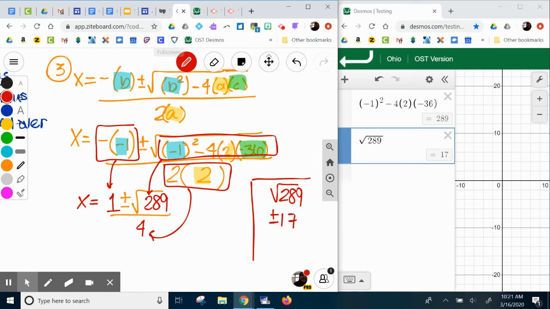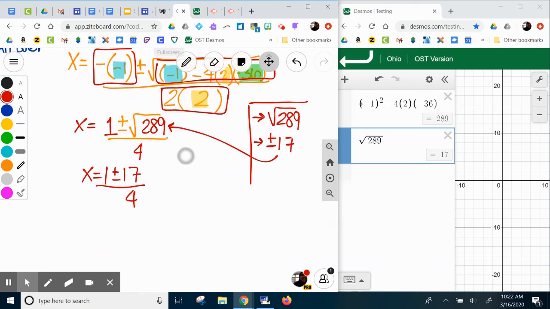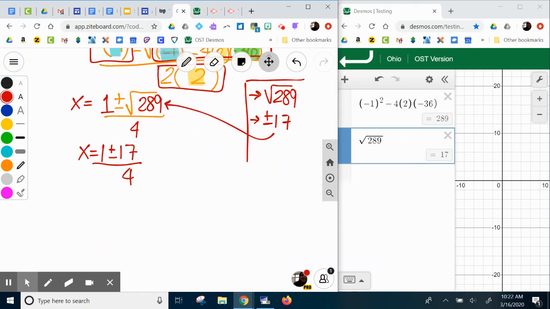And then I'm going to pop it back into the equation. Notice that it's not going to have the square root symbol on it anymore because I have the square root right here. I notice that it's gone right here. That's my biggest mistake students make. So I get x equals 1 plus or minus 17 over 4. Now really, this is 2 different problems. I've got the plus version of this problem and I've got the minus version of this problem.